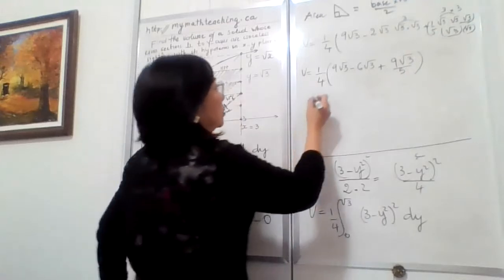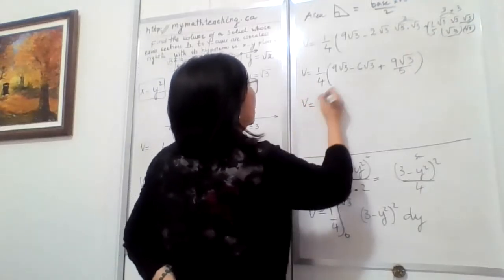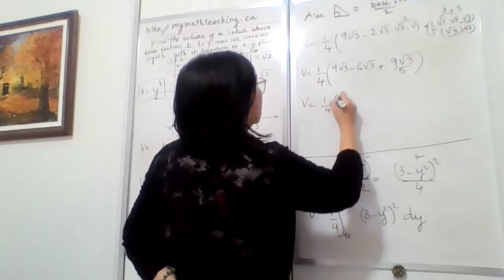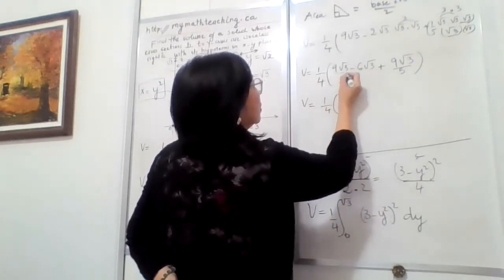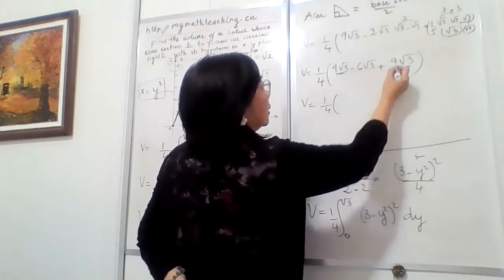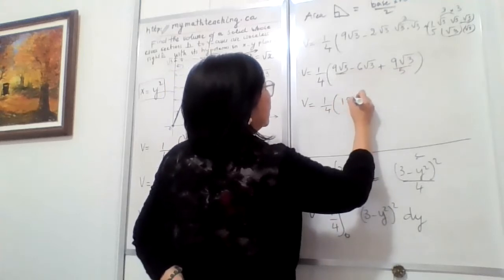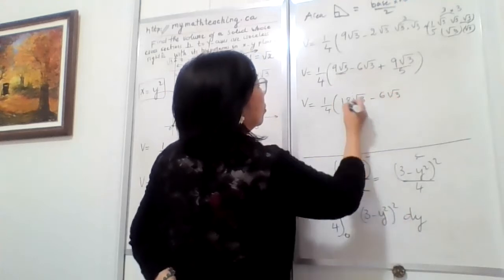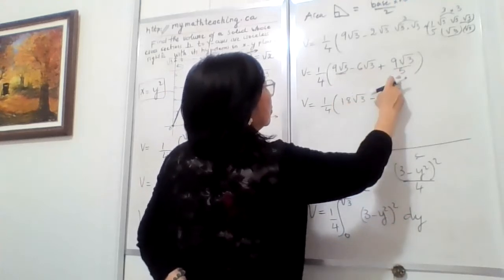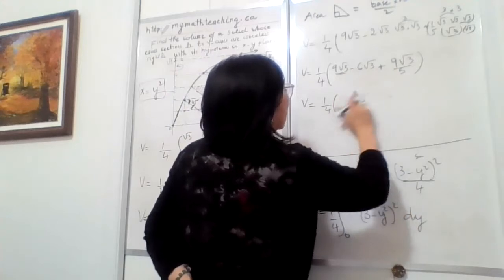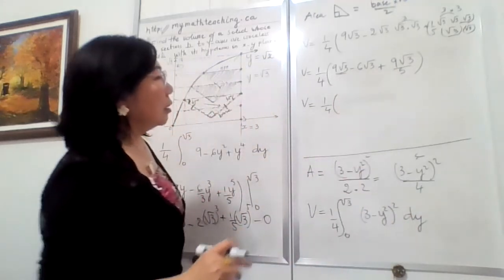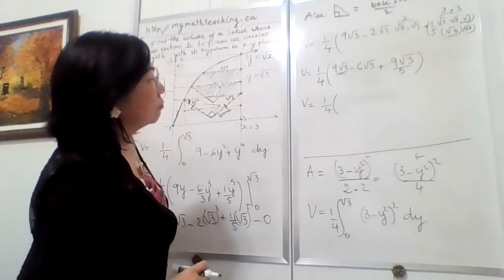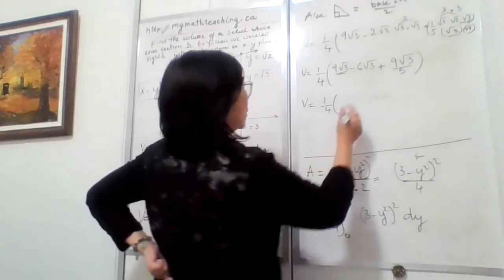Yes. So let's work it out. 1/4 times, now this is the like term, 9 square root 3 add 9 square root 3. So we add them, we get 18 square root 3 minus 6 square root 3. Oh, I cannot do that because this is 1/5. Cannot do that. Sorry. So what we're going to do? I'm going to make a common denominator, right?